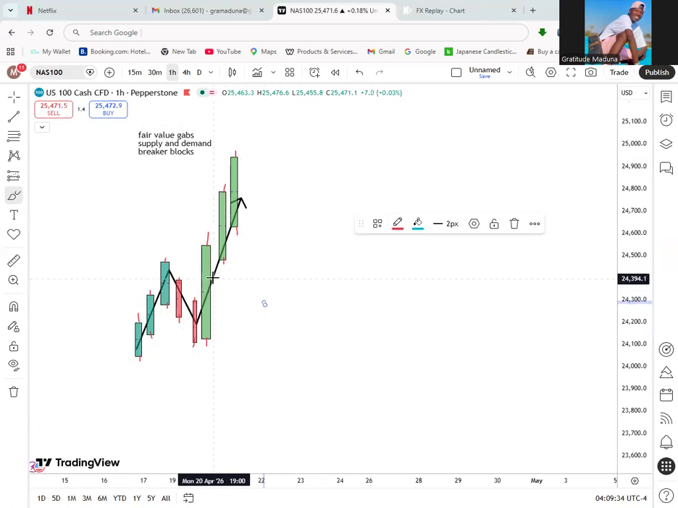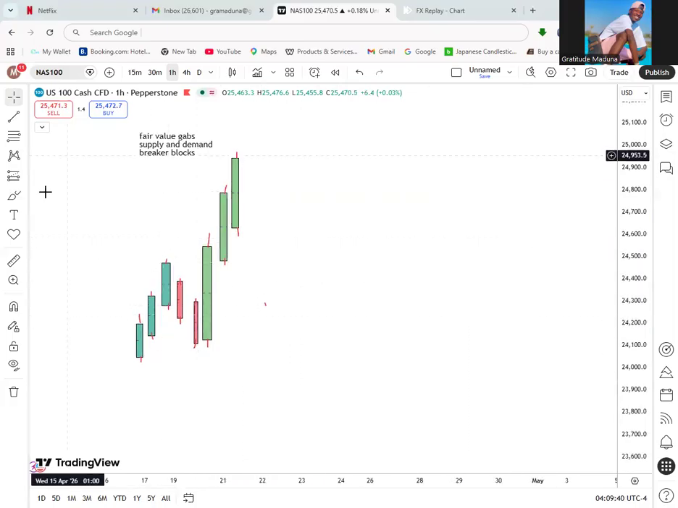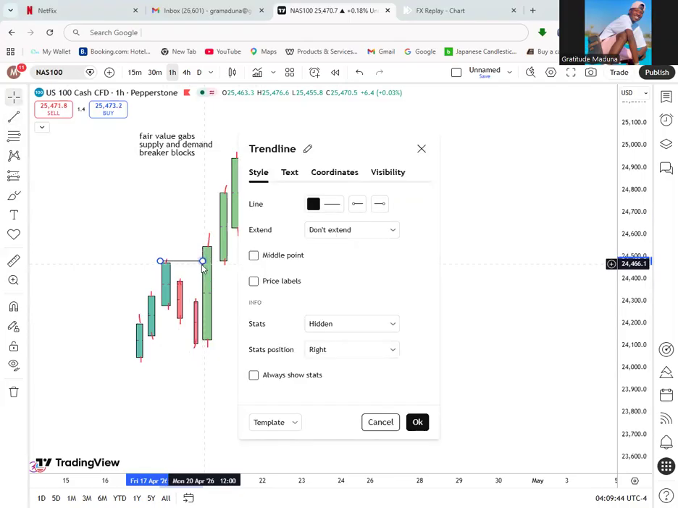Now that we have this example, I'm gonna go ahead and delete this line, right? This is an example of what you see in the chart in an uptrend. So as we can see here, we've broken structure to the upside.